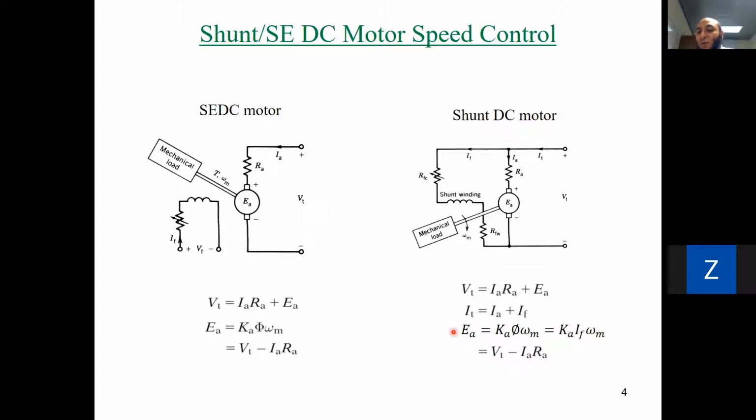Here, the EMF has the same relation, motor constant multiplied by flux multiplied by omega m. However, here phi is controlled or changed with the circuit because we have a controlled field resistor, so we can represent the relation in terms of IF. So the relation for EMF will be motor constant multiplied by IF multiplied by the motor speed. This is for the shunt one.